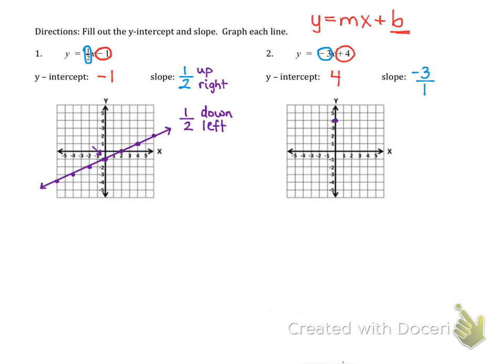Now my slope is telling me to go down 3 and go to the right 1. So from my y-intercept, I'm going to count down 1, 2, 3 to the right 1. Down 1, 2, 3 to the right 1. Down 1, 2, 3 to the right 1. And there I have my line. I'm going to connect all those points with the line. And then I'm going to draw arrows on the ends.